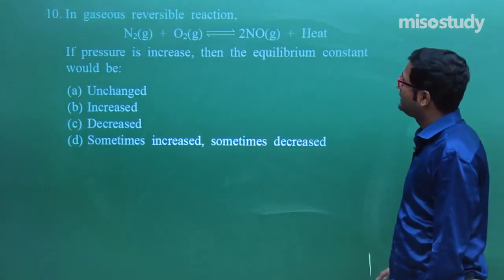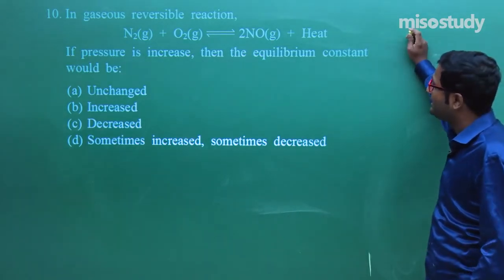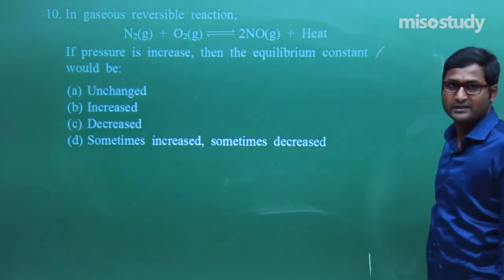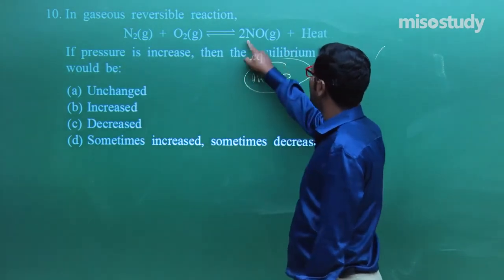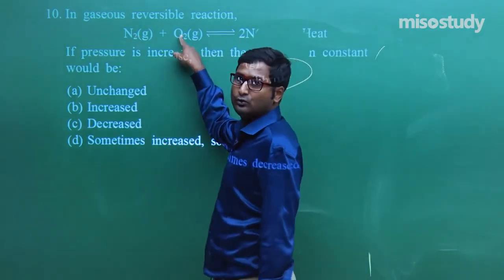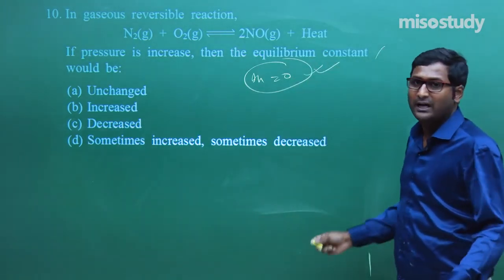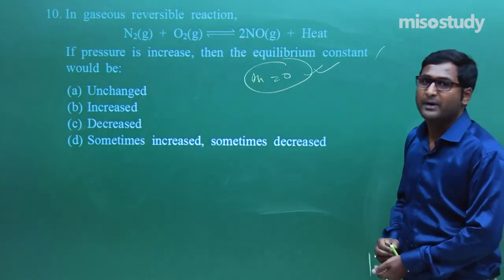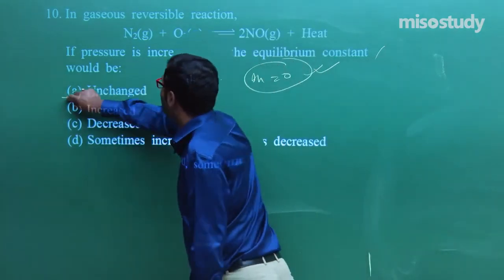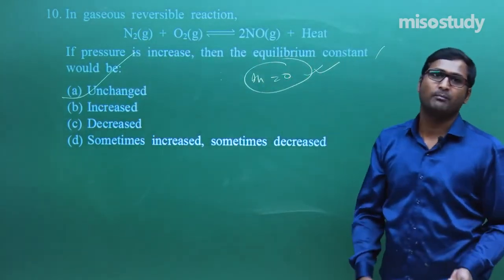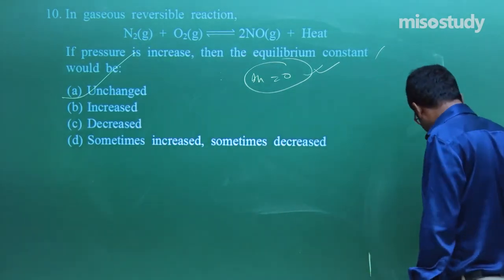Now the next one is, in a gaseous reversible reaction, if pressure is increased, then the equilibrium constant, this is totally the Le Chatelier principle. Look at delta N. Delta N is equal to 2 minus 2, equal to 0. If delta N is equal to 0, then there is no impact of pressure. So in this case, the equilibrium constant would be unchanged. Clear to you? No impact of pressure. Clear? I hope now you can easily solve such kind of questions.